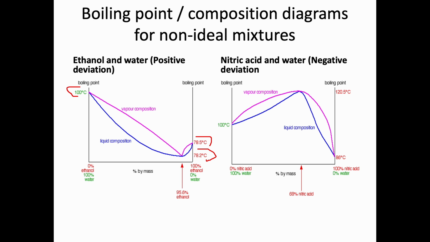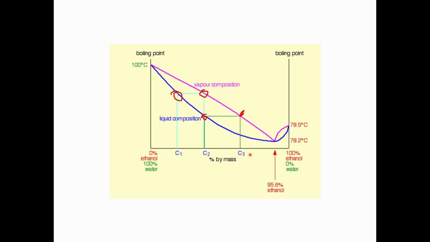Let's go into a bit more detail when it comes to distillation. So starting off with your positive deviation, this is between your ethanol and your water. You're going to notice the boiling point of your ethanol is 78.5 degrees Celsius. The boiling point of your water is 100 degrees Celsius. And on your left side, you have 100% water, and on the right side, you have 100% ethanol. So let's say you're starting off with a liquid composition of C1.